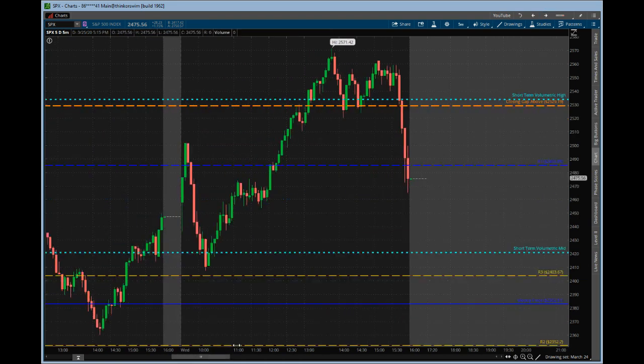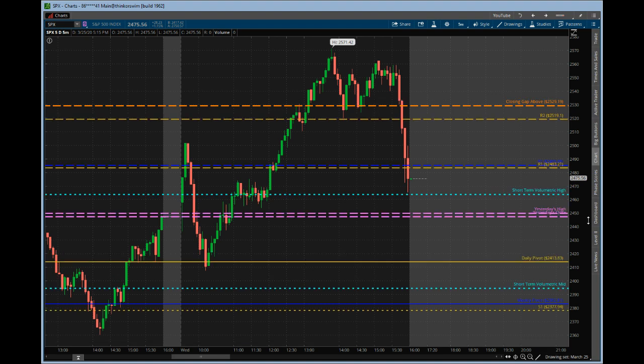So let's take a look and see how we were here for the 25th. Okay, so you can see how important these levels are, right? So we came back down, we hung out at the daily pivot level, and worked our way up, consolidated here at the short-term volumetric high, and then worked our way up past these prior levels, and then came back down to retest these.